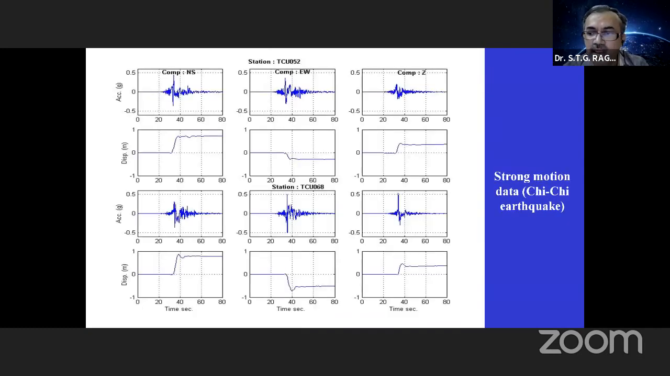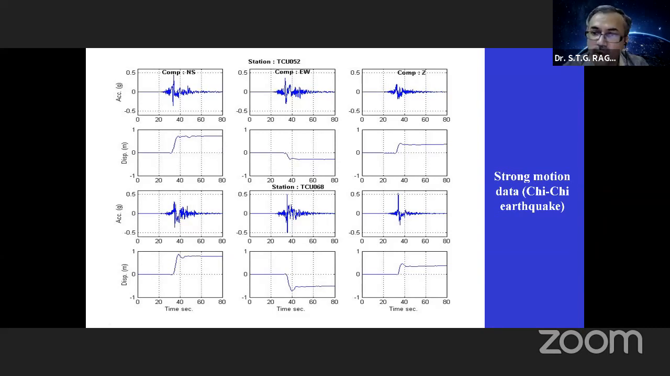Similarly, for the Chichi earthquake, these features have been observed. These are the three acceleration time histories at the TCU 52 station. This station is located almost on top of the fault itself. If you integrate acceleration, you get velocity, and if you integrate velocity, you get displacement. So now the displacements are like this. You can clearly see here that the displacement starts from zero, and it doesn't go back to zero. It goes to some permanent value. You follow, right?